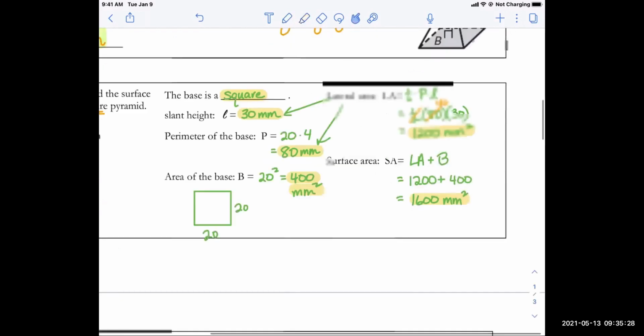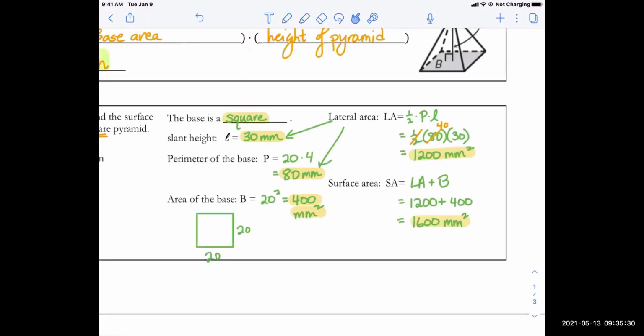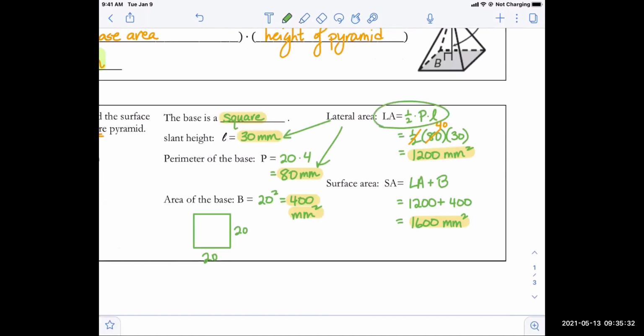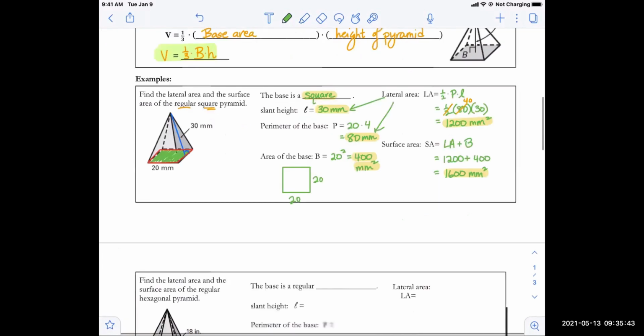Okay, so again, I will give you the formulas that you need, but you have to know what capital P means. You have to know what the cursive L means. Because if I give you the formulas and you don't know what those things are, it's not going to be very helpful.